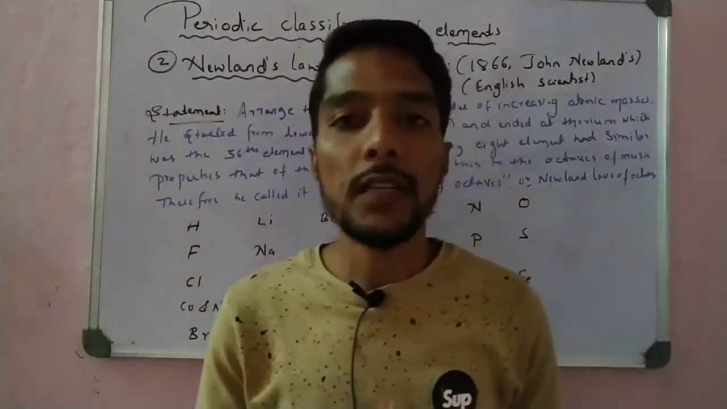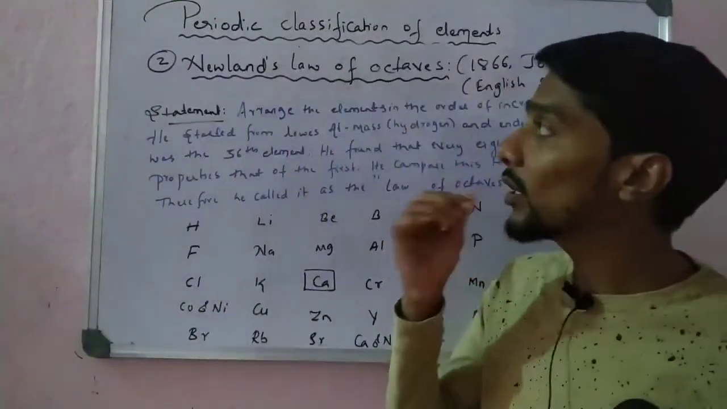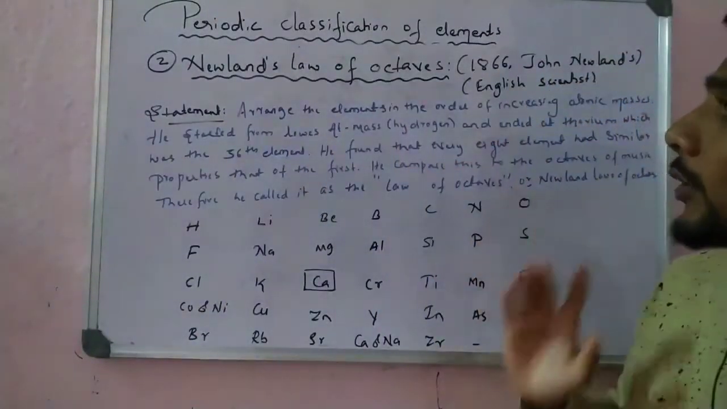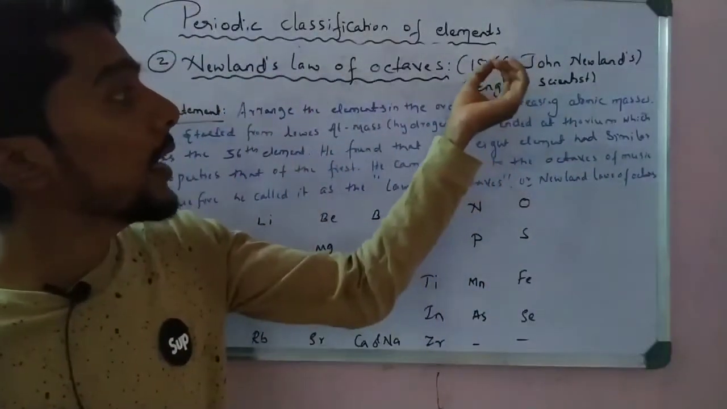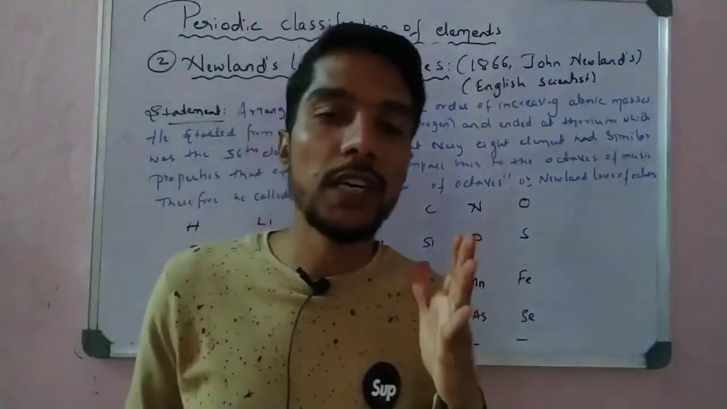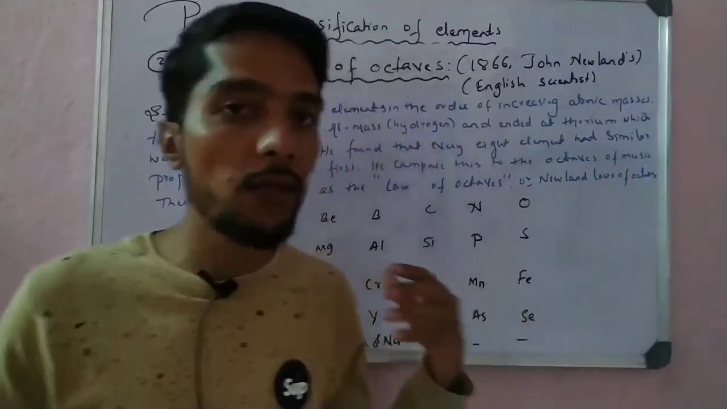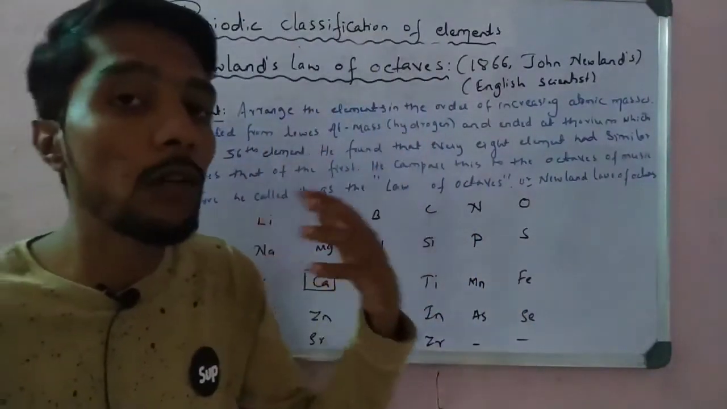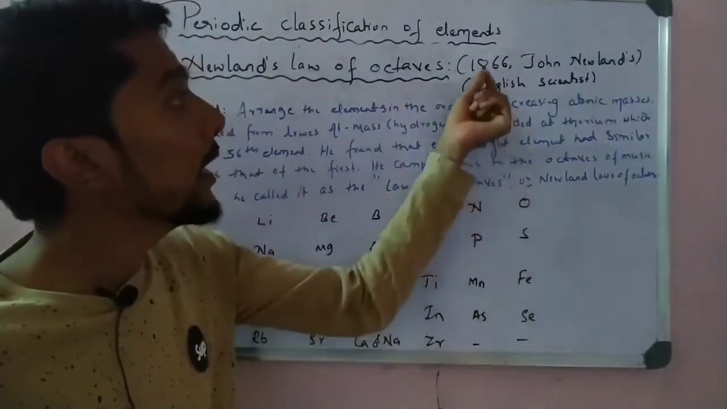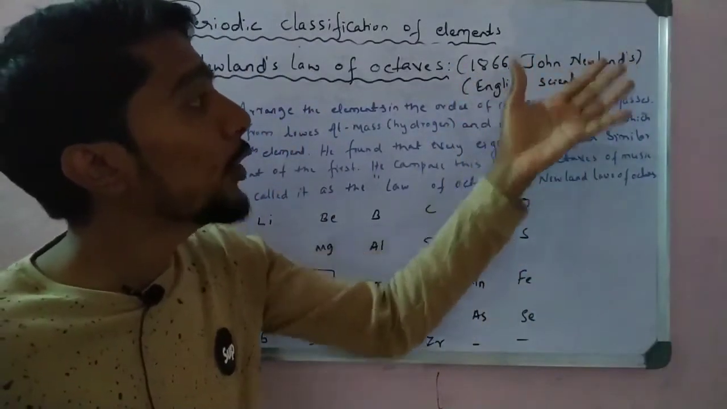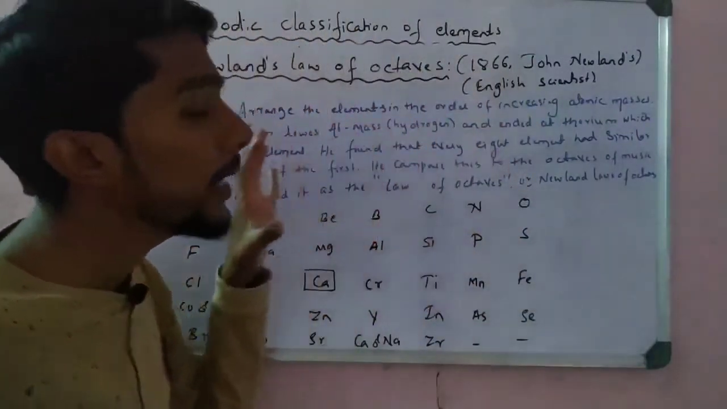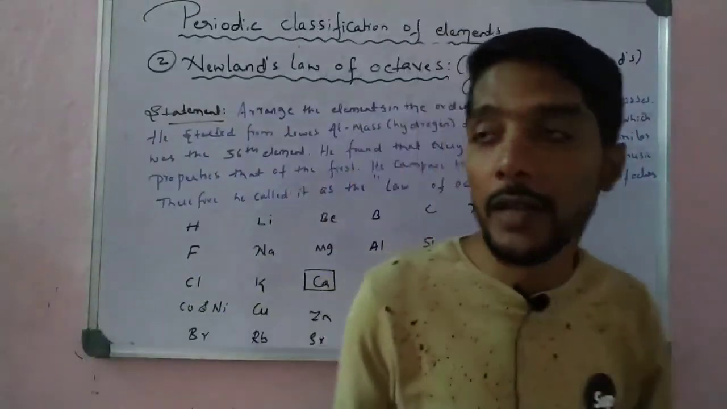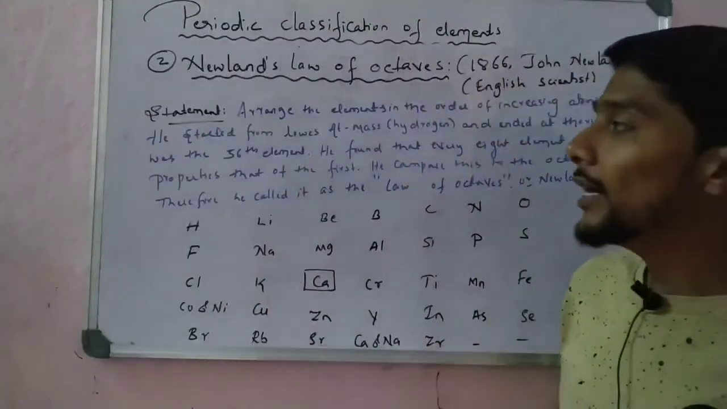Okay students, now let us take the next one, the second one, Newlands law of octaves. Newlands was an English scientist, in 1866. The first attempt was in 1817 by Dobereiner, and after the failure of his classification, in 1866 John Newlands, actually a musician, took an interest in the classification of elements. Let us see the idea behind his classification.